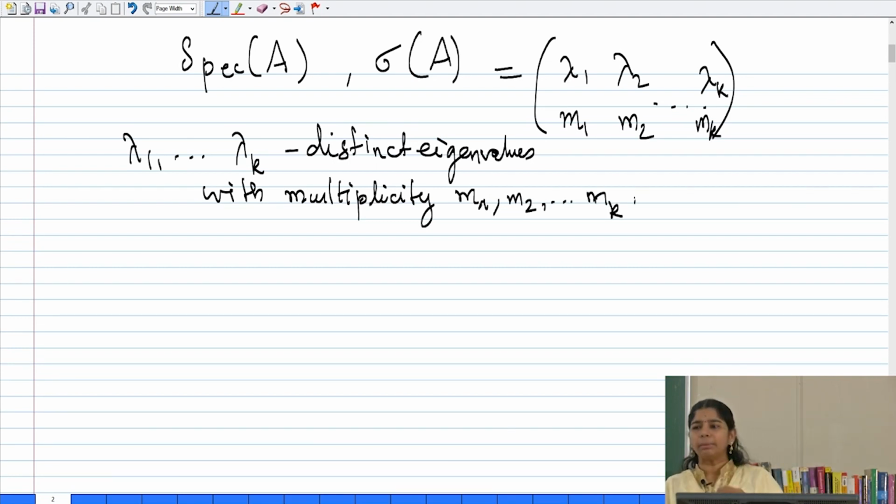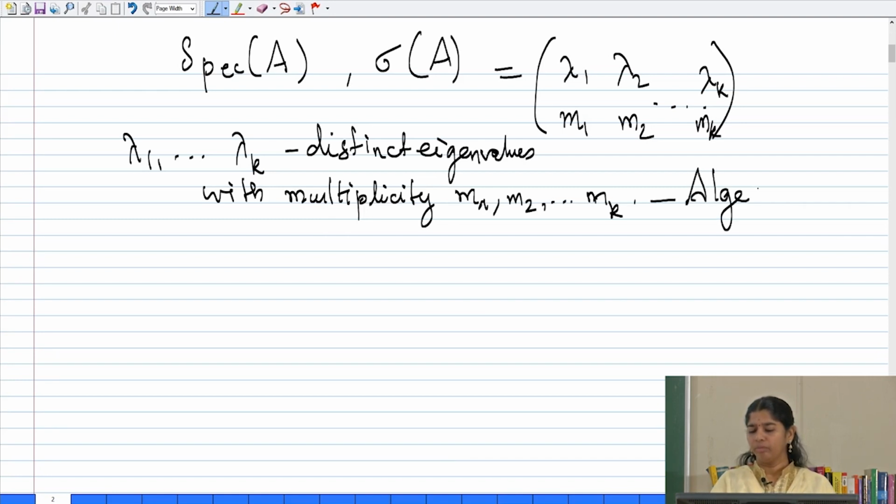And this multiplicity is also called the algebraic multiplicity. For an eigenvalue occurring m number of times, we say that m is the algebraic multiplicity, or lambda occurs with algebraic multiplicity m, right.